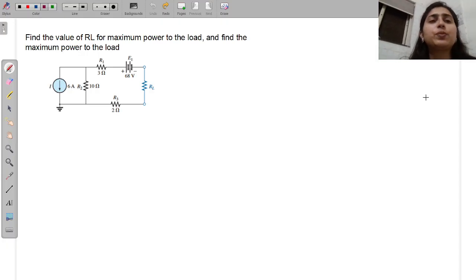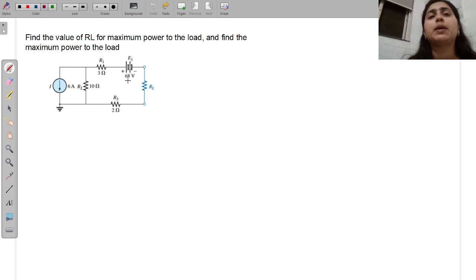Hello everyone, in this video we will solve one of the problems of the maximum power transfer theorem, from the Boylestad book. Here they are asking you the value of RL for maximum power to the load, and to find the maximum power to the load. So we have to find the value of the resistance and also the value of the power, that is the maximum power.